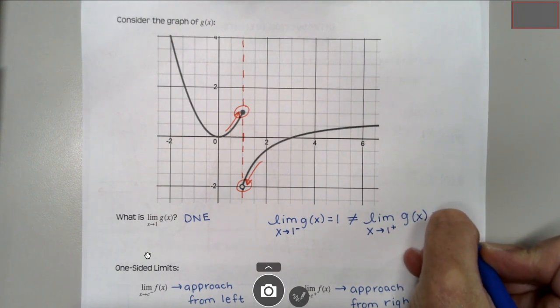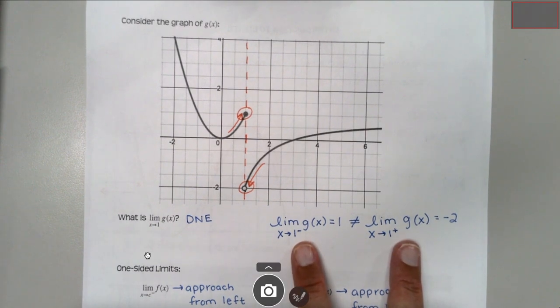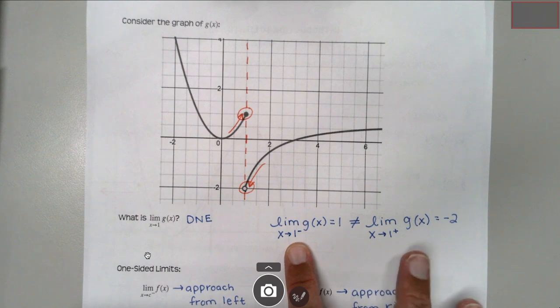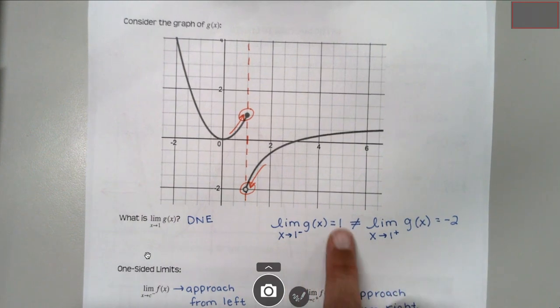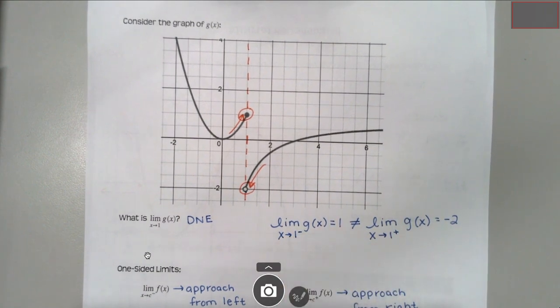But this is the way you're going to justify anytime you're saying that a limit does not exist. You're going to say the left limit and the right limit do not equal each other. Actually, it wouldn't even matter if I put the values, like the 1 and the -2 in there, as long as I state that the two limits are not equal to each other.